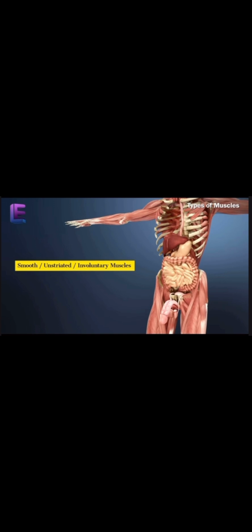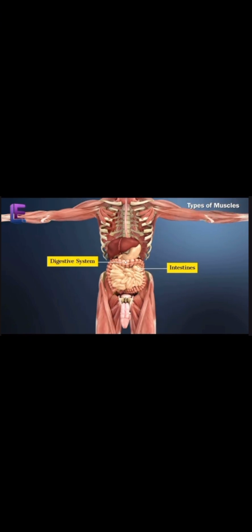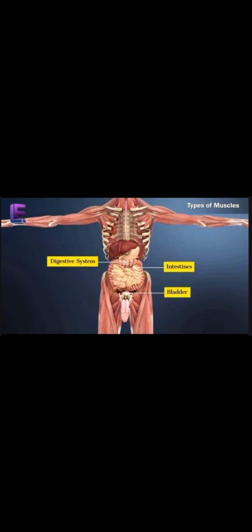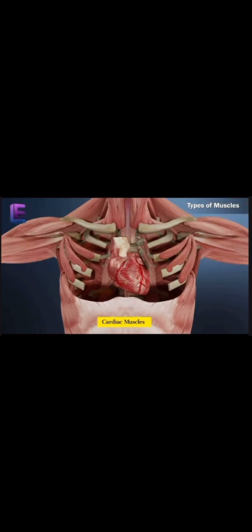Smooth or unstriated or involuntary muscles. They are present in the intestine, digestive system, bladder and eyes. These are involuntary muscles. Cardiac muscles are present in the heart.